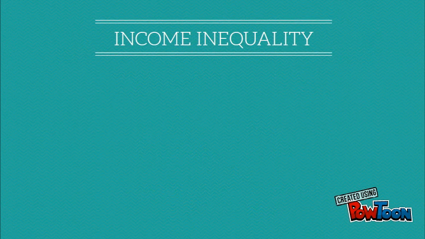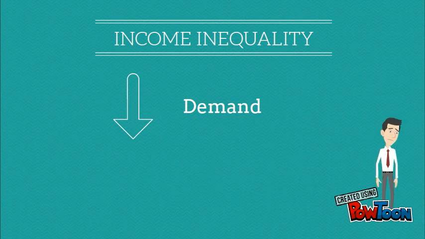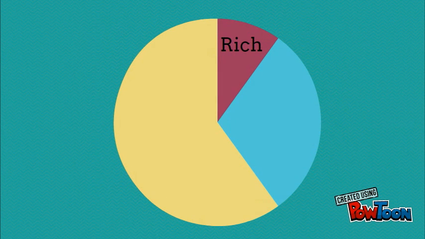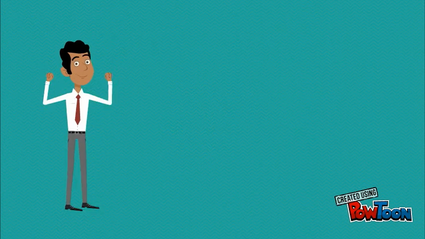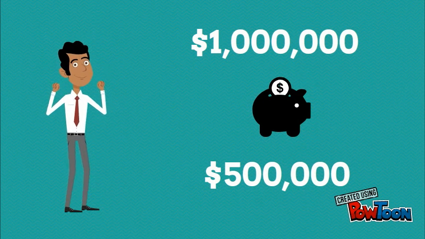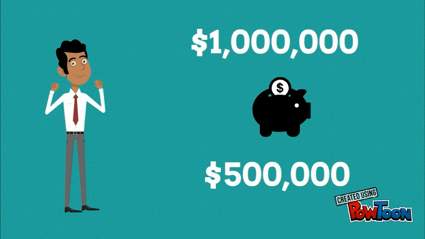Firstly, income inequality can cause low demand, which usually hinders economic growth. This is because the rich spend a smaller fraction of their income than the middle class and the poor. For example, Bob, who earns $1 million per year, does not spend all of his income. To be safe, he saves $500,000 per year. That is 50% of income spent.